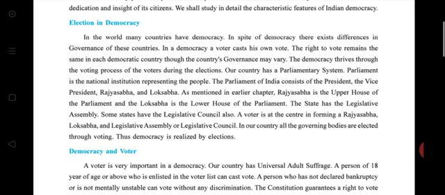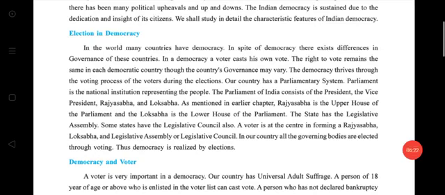In democracy, a voter casts a vote. The right to vote remains the same in each democratic country, though the country's governance may vary. Mostly in democracy, the voter casts a vote, right? So the right to vote remains the same in every democratic country, though the country's governance may vary. Democracy thrives through the voting process of the voter during the election.